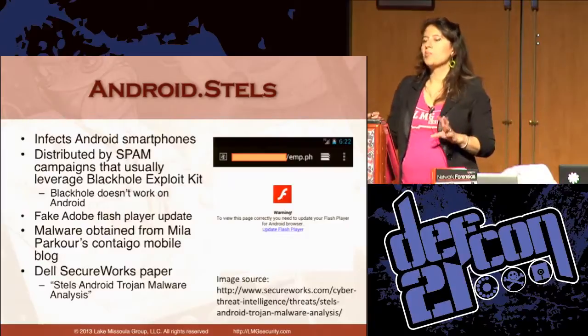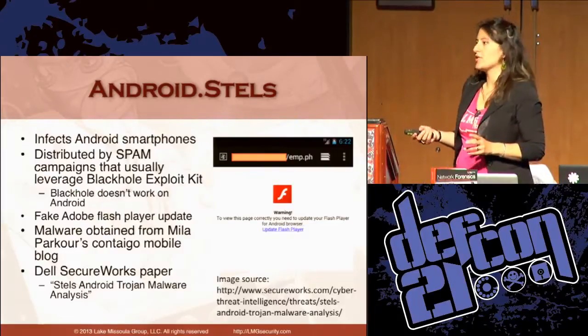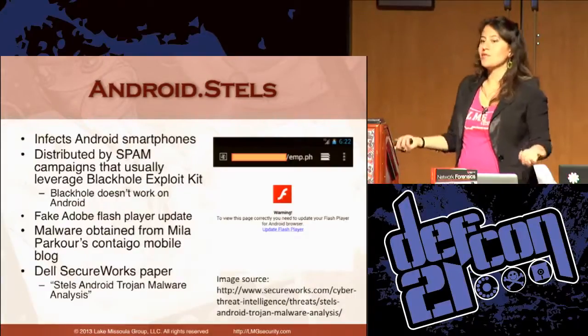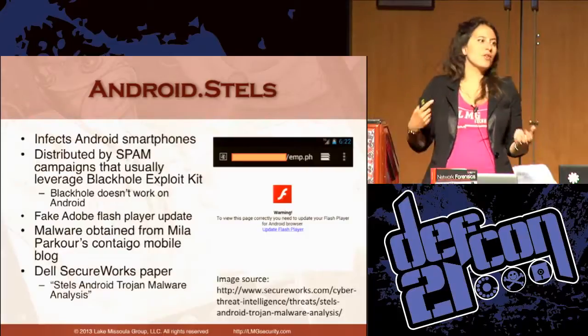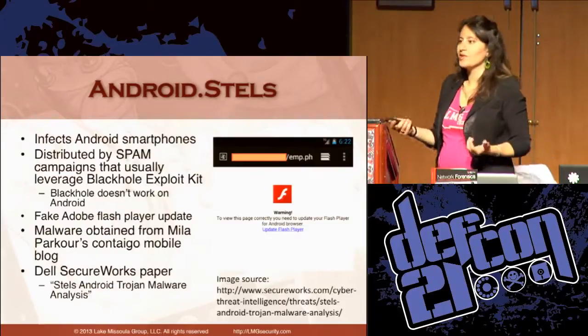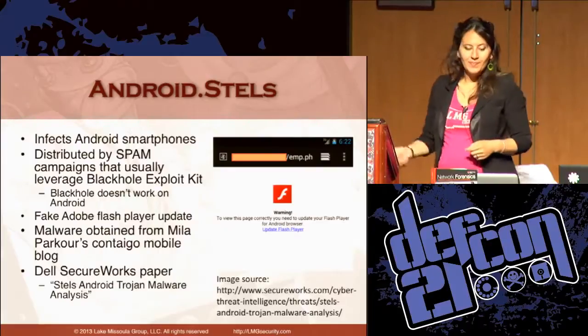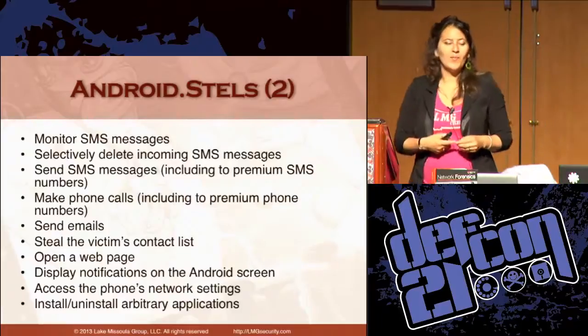Normally, they use the Blackhole exploit kit to infect systems, but that doesn't work on Android devices. So in this case, they're using a fake Flash Player update, and people fall for this all the time. You click on the link, it says, sorry, you need a new version of Adobe Flash Player in order to read this file, and then it shoots you to a page that looks like an Adobe page. And the user just sort of walks through the installation for the attacker.